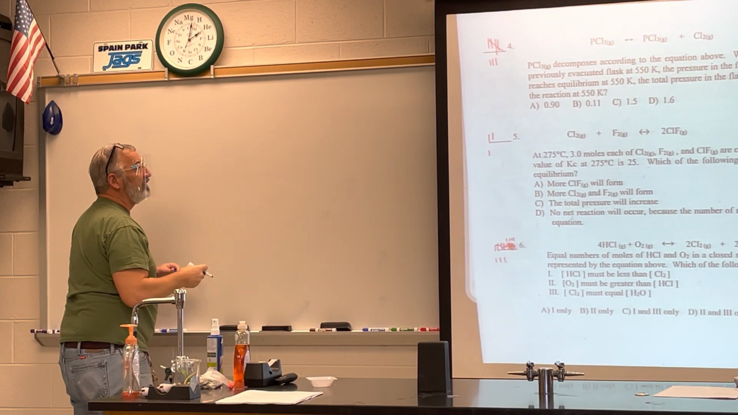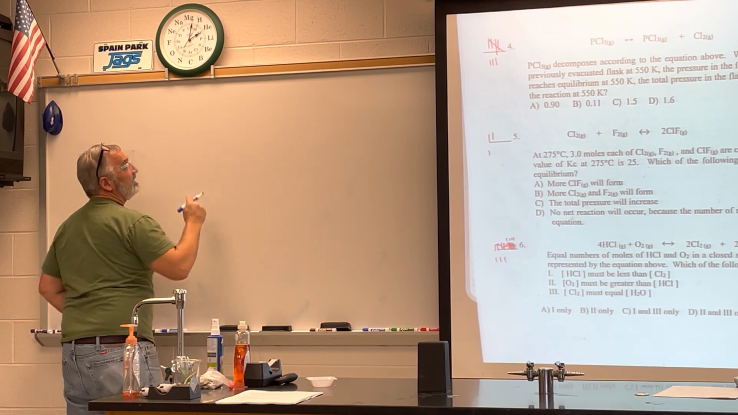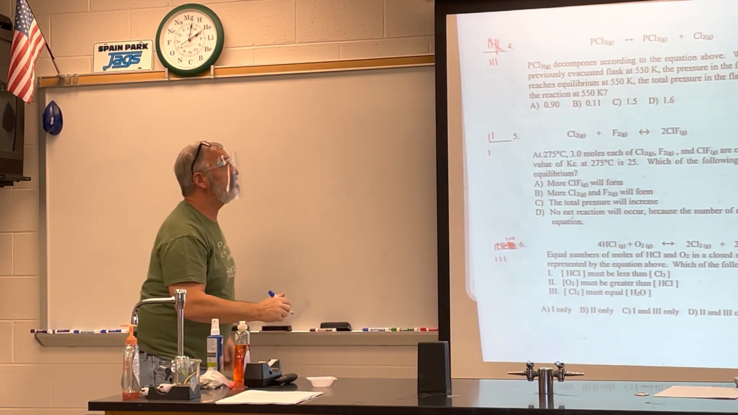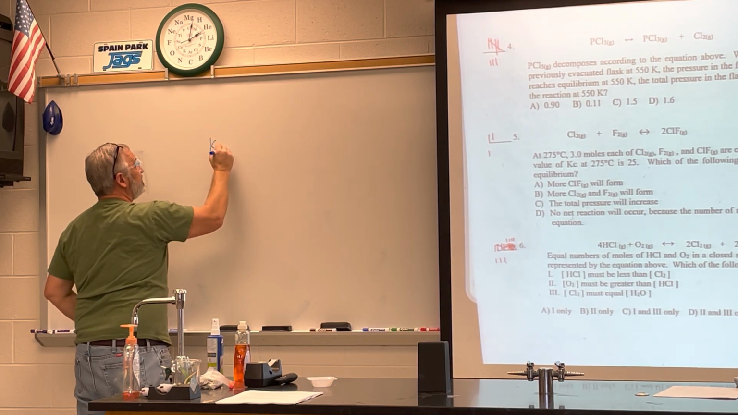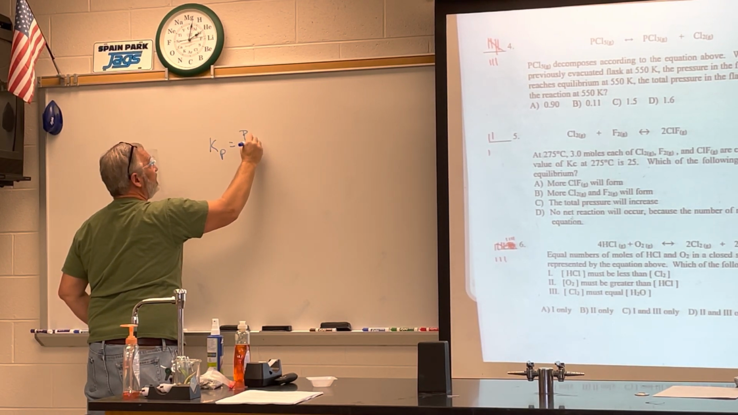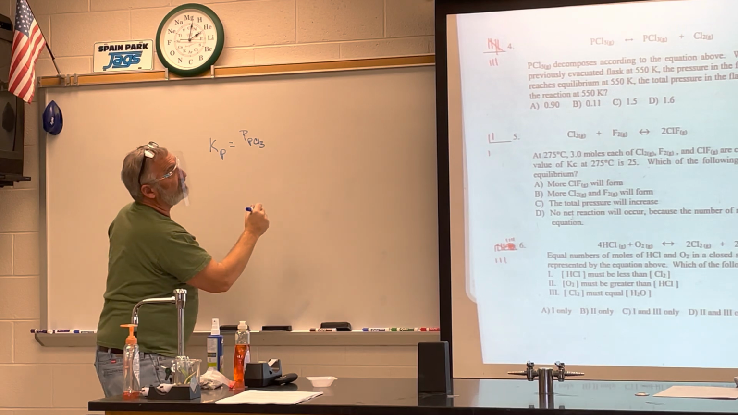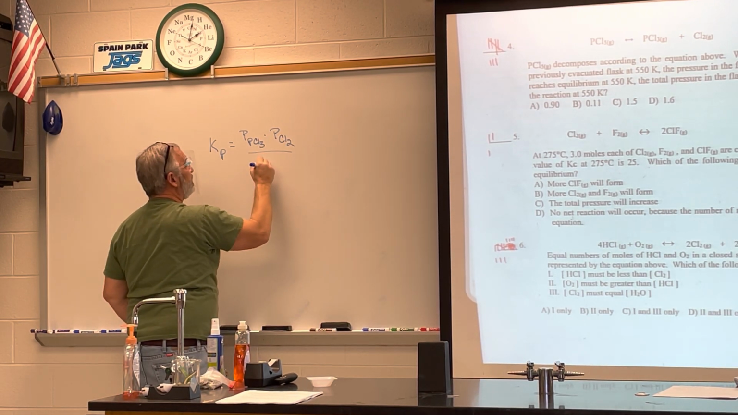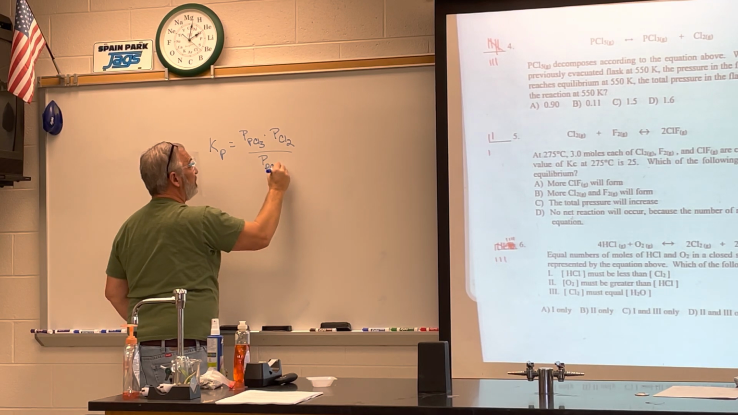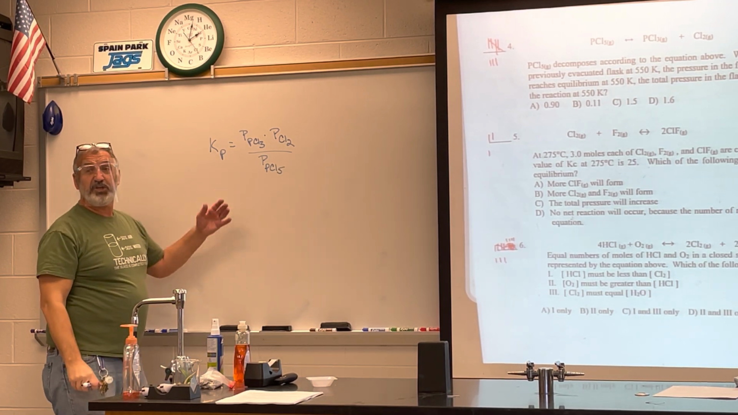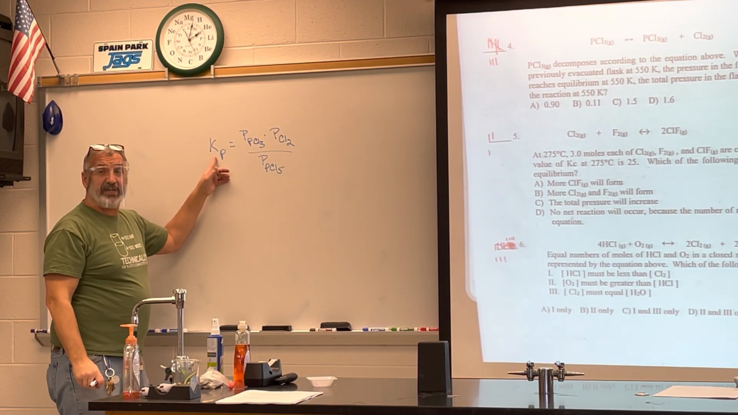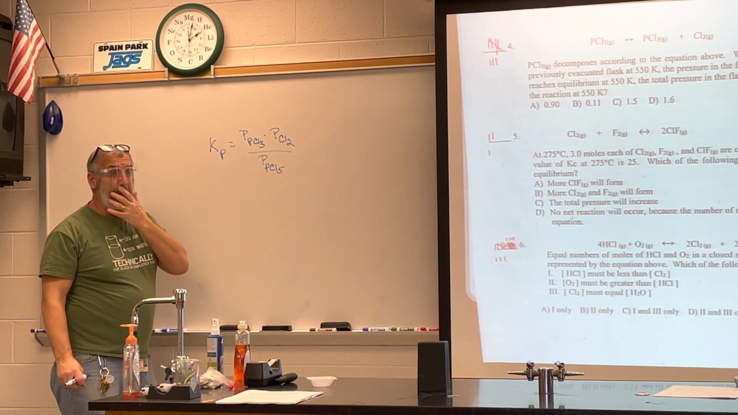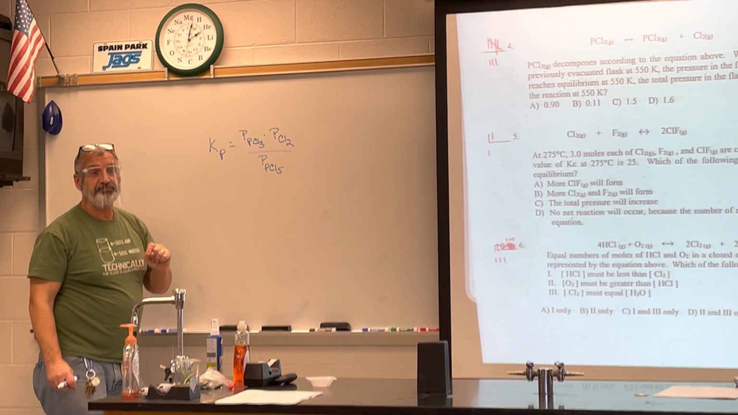Okay, so the first thing is we read the question. What is the KP? So KP we know that Kp is going to equal the pressure of the PCl3 times the pressure of the Cl2 divided by the pressure of the PCl5. Okay, so that's my ultimate question. Obviously, if I'm going to find Kp, somehow I have to know these three values. That's step one in solving this.